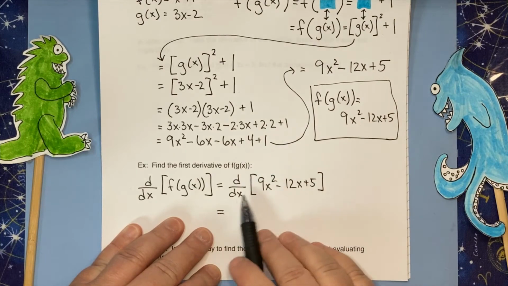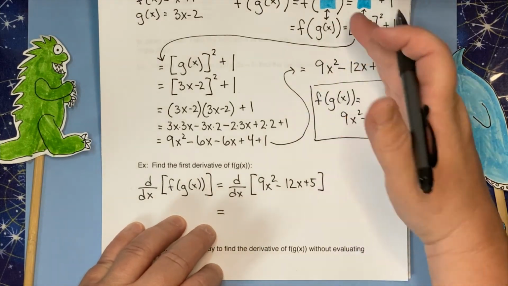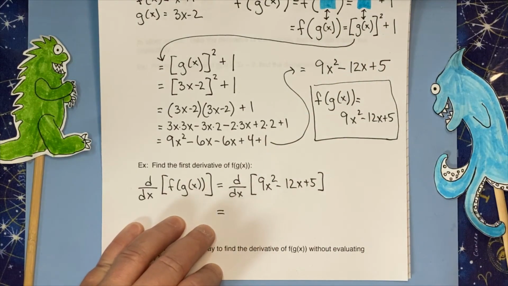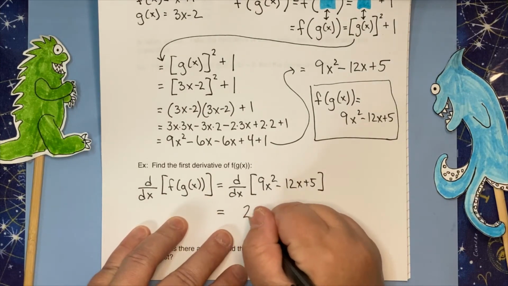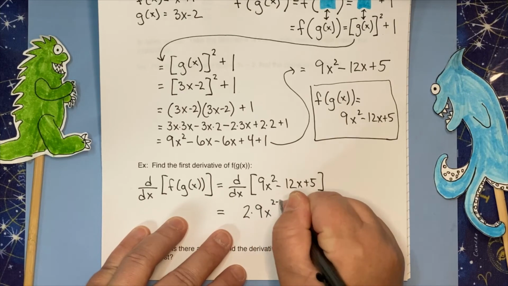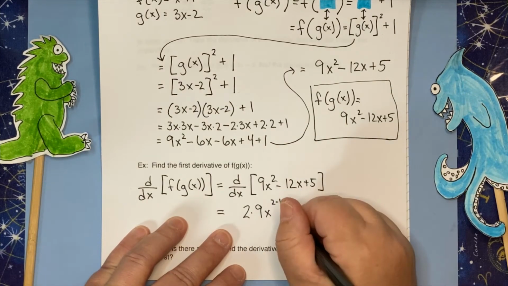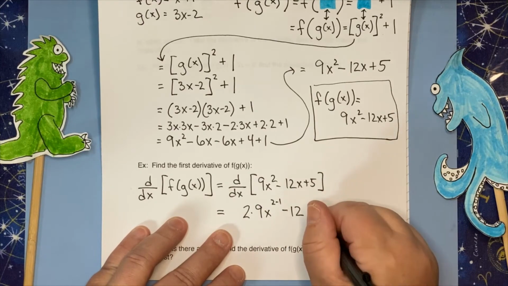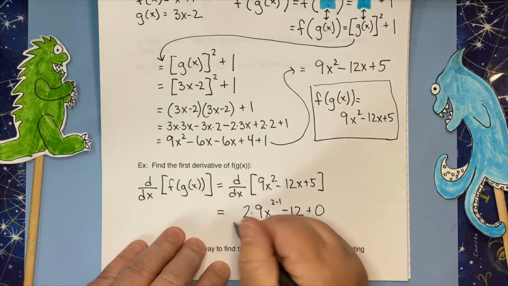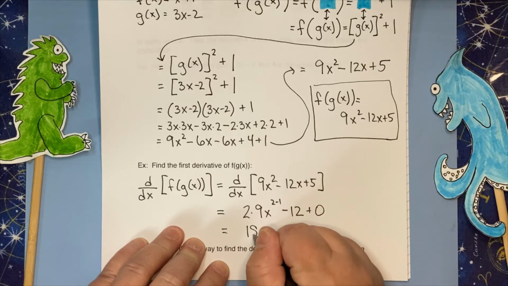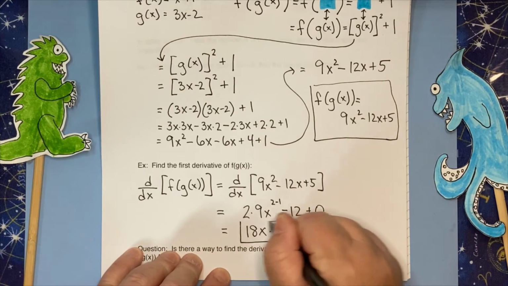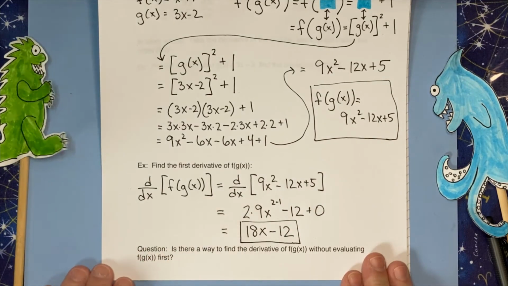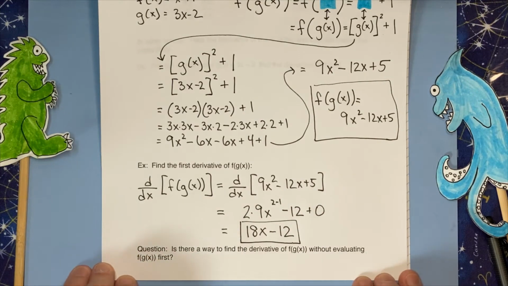Okay, so what is the derivative now at this point? This part was the hard part, the composite function, taking the derivative. Easy peasy, right? Bring the 2 down, so it's 2 times 9, x to the 2 minus 1. Negative 12x becomes a negative 12, and the plus 5 disappears, right? It's 0. So I think I get 18x minus 12. Woohoo!